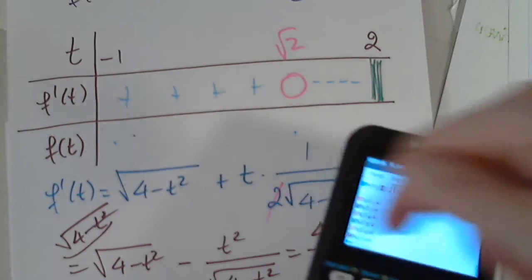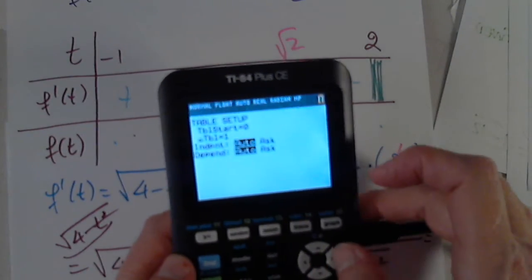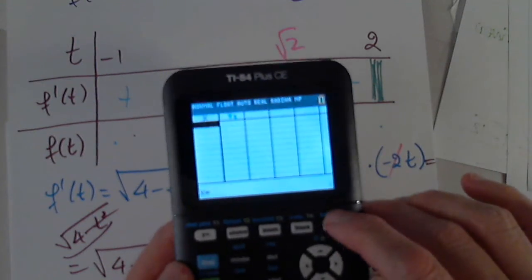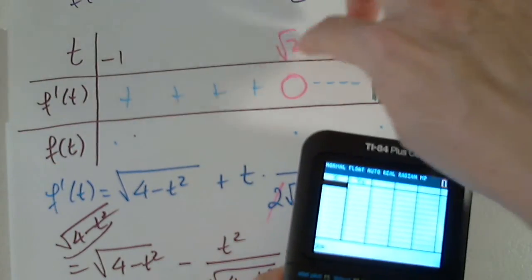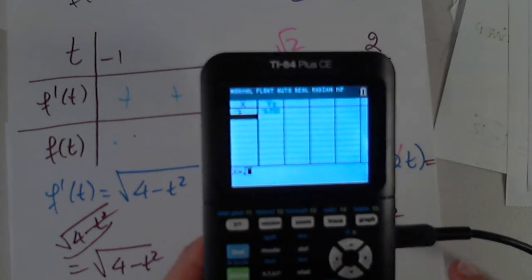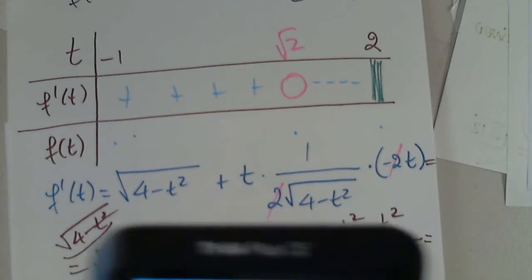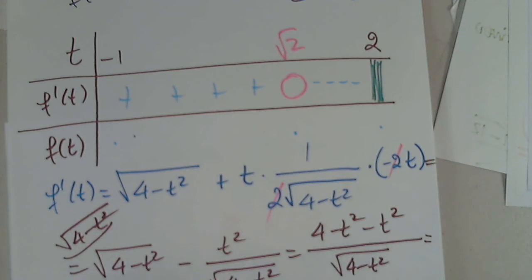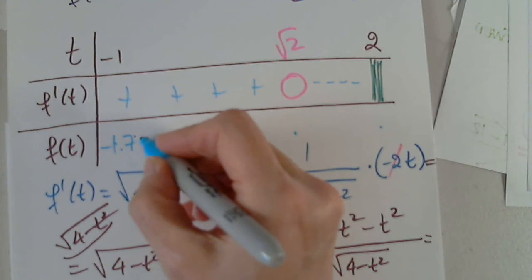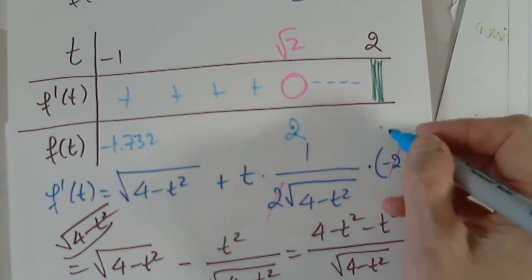Depending on your calculators, you may have to put them in, and close the parenthesis. And now I'll go to second table. It's not set up yet, so I have to go back to table set. Okay, second table, and plug in -1, the square root of 2, and 2. So here's what I got. -1.732. For this I got 2, and for this I got 0.